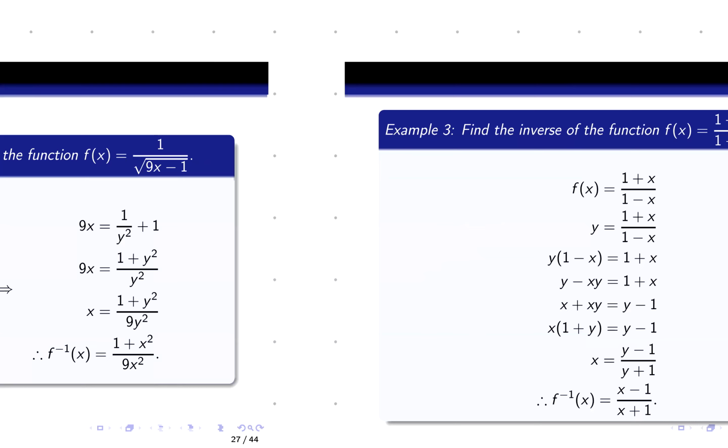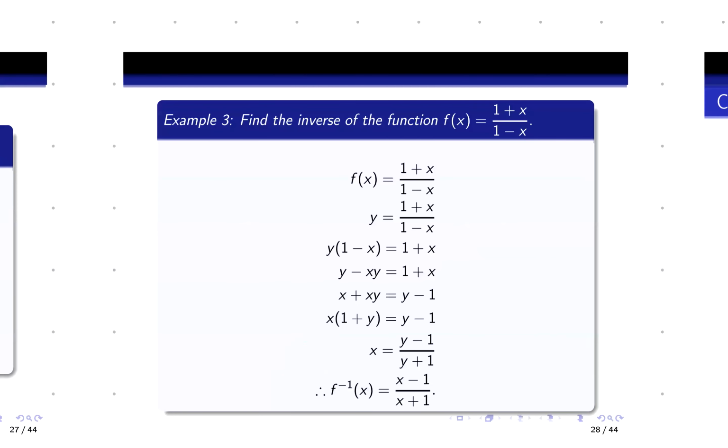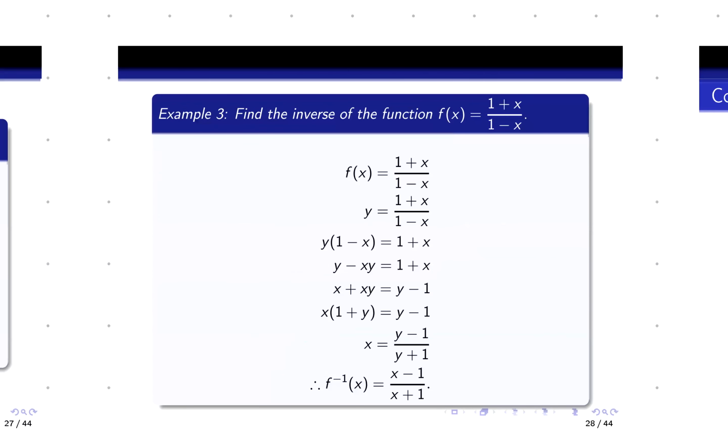Find the inverse of the function f of x, which is 1 plus x over 1 minus x. So again, you have f of x equals 1 plus x over 1 minus x. So to make things easier, as usual, make it y. So you have y equals 1 plus x over 1 minus x. Don't forget, we need to make x the subject. So the next thing you want to do is to cross multiply. So you have y times 1 minus x and 1 times 1 plus x. And that's why you have 1 plus x here, y into 1 minus x here.